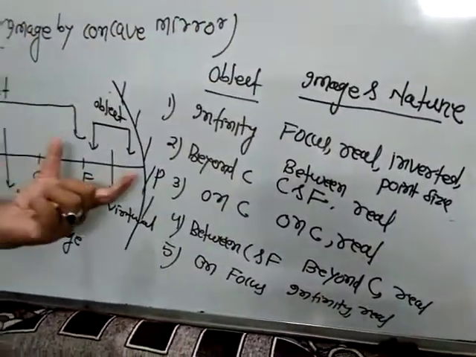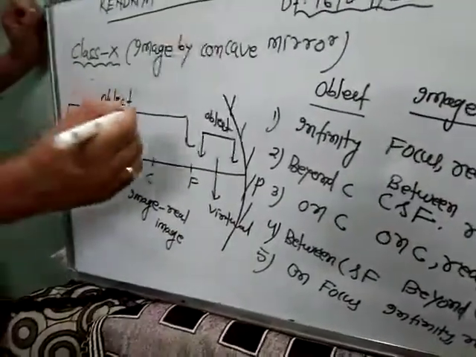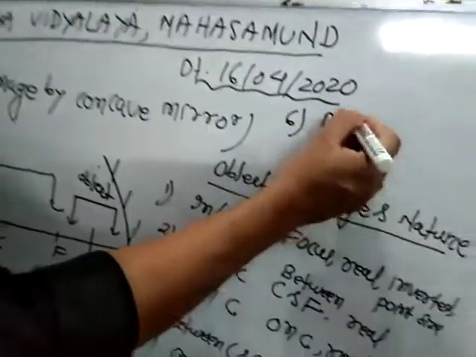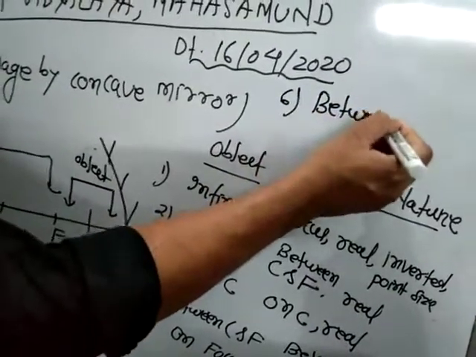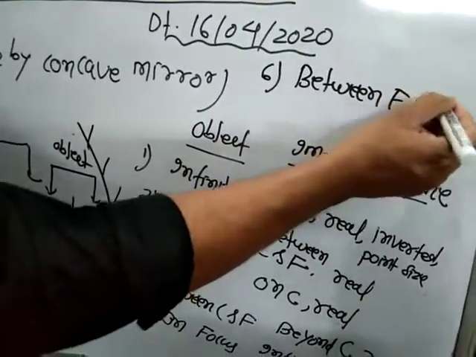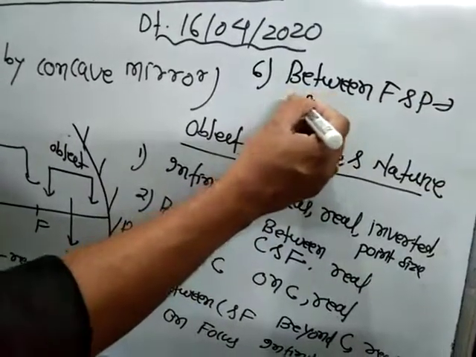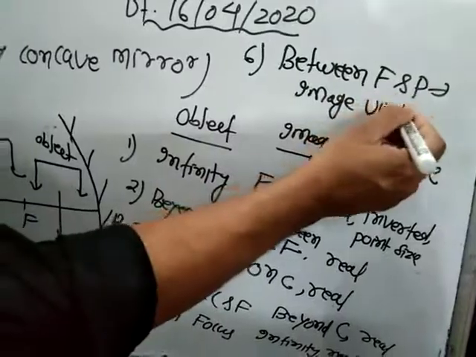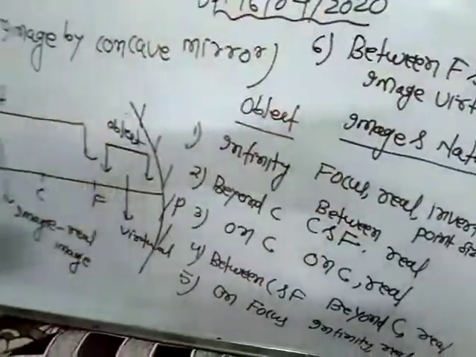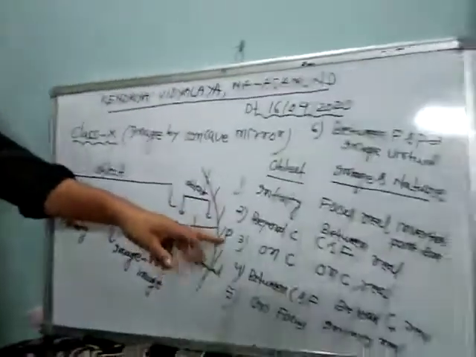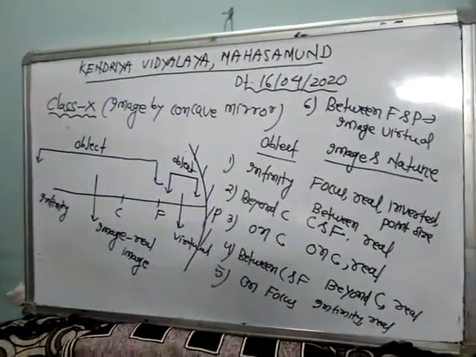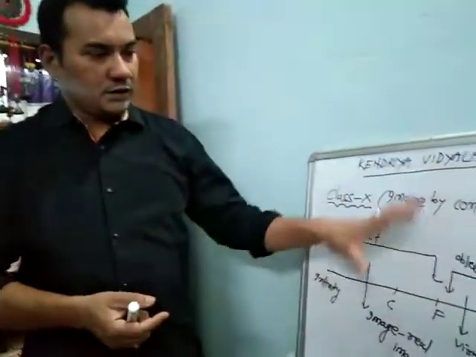Last one, object between focus and pole. 6th case I am writing down here: between F and P, the object, focus and pole, image will be virtual image. In the next class, we will draw all the 6 ray diagrams individually and we will explain the position and nature of the image. For today, just learn these things.